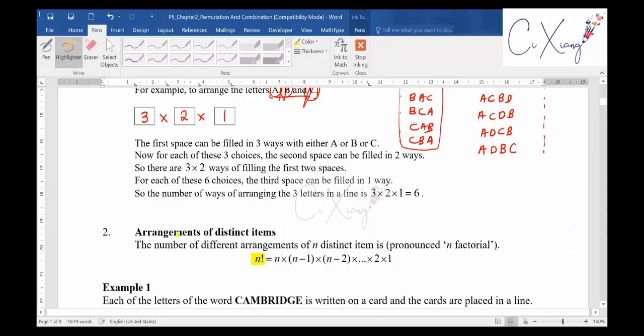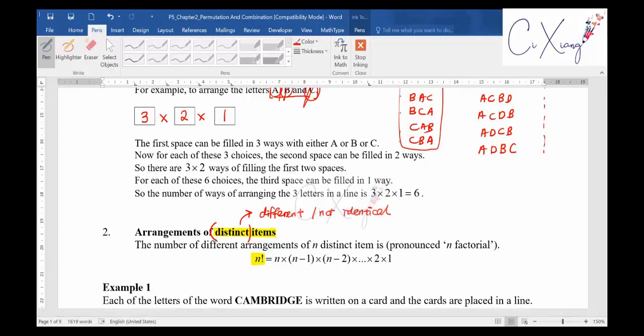So, the arrangement of distinct items. Now I need you to highlight the word distinct. The word distinct item means different items, or not identical. So for not identical items, or distinct or different items, when you want to arrange n of them, we call it n factorial. You can press the calculator straight away to get the value for n factorial. I think if I'm not mistaken, it should be shift then something, but I forget what the icon is. You can try to figure it out yourself.